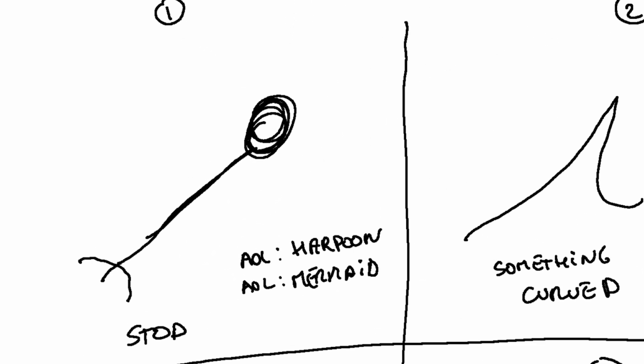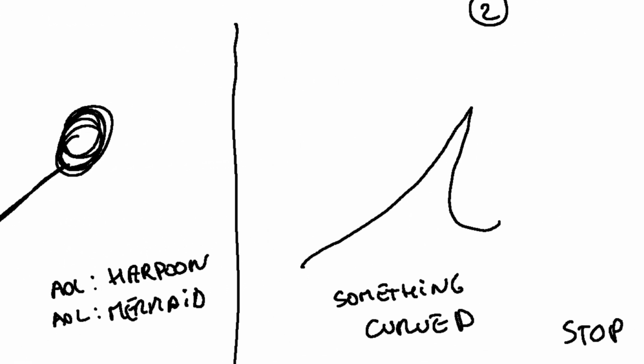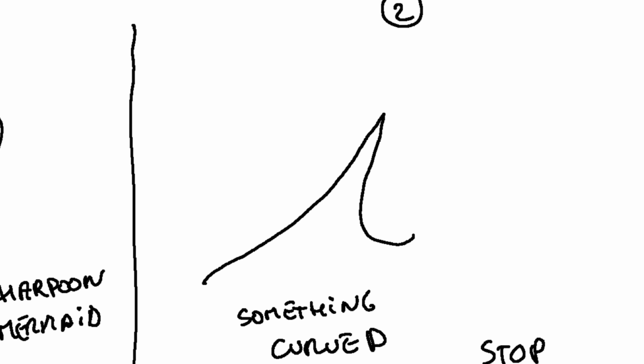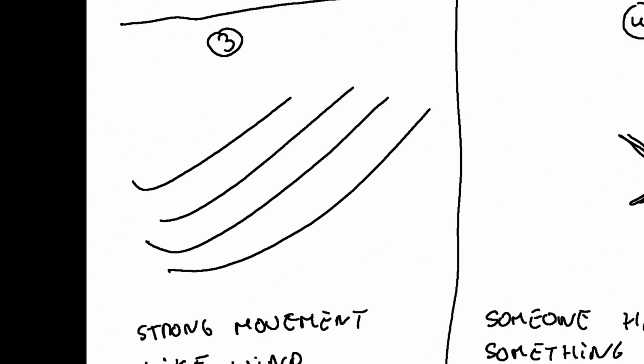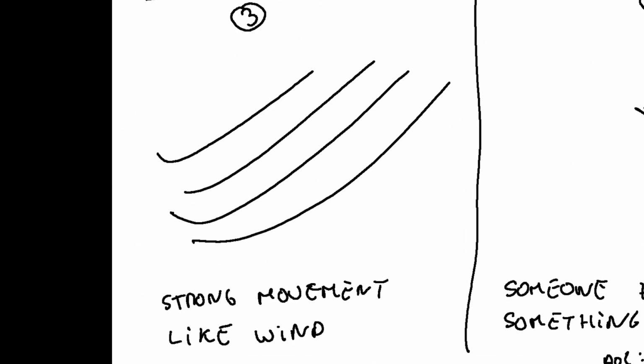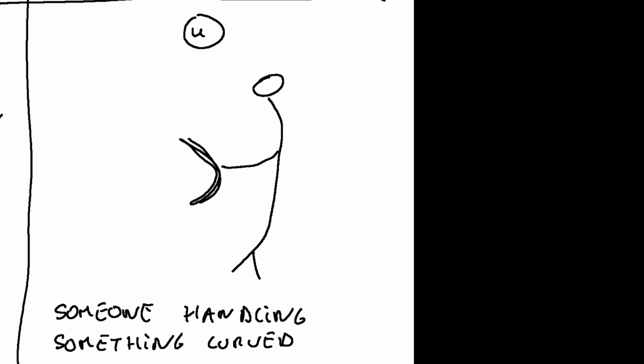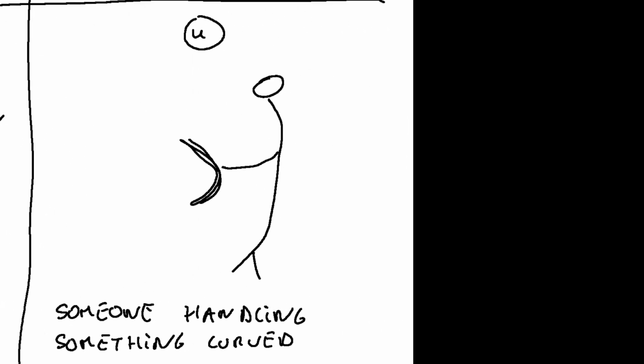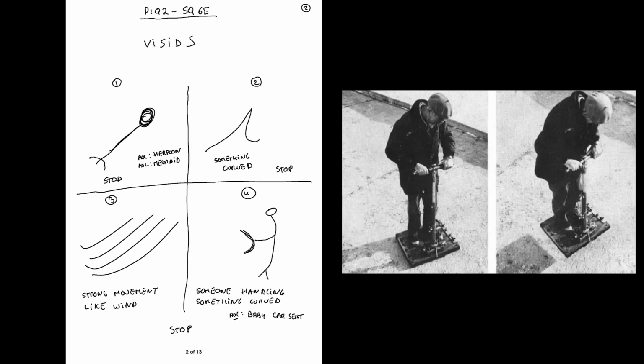In the first visit, I get a symbolic shape with some AOLs. I then perceived something curved in my second visit. In my third visit, I get a sense of strong movement like wind. And finally in my fourth visit, I sketch a stick figure holding something curved. Here we are, someone handling something curved and experiencing or doing strong movements like wind. Sounds pretty spot on to me.